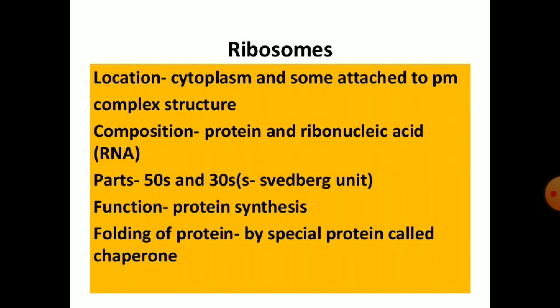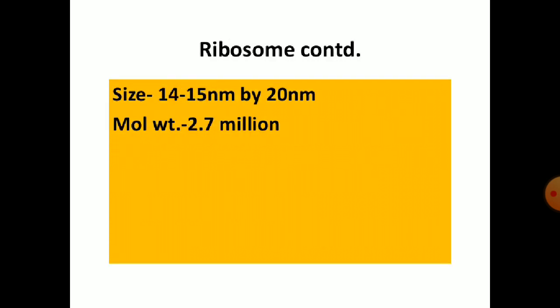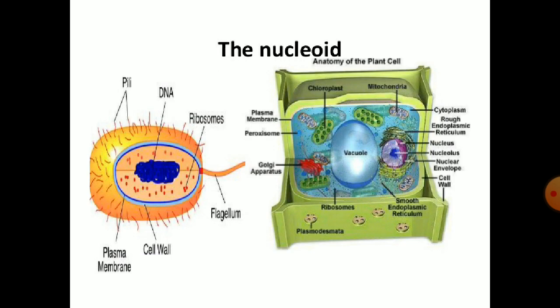The function of the ribosome is protein synthesis, and folding of protein by special proteins called chaperones. Ribosome size is 14 to 15 nanometers by 20 nanometers. The molecular weight of the ribosome is 2.7 million.